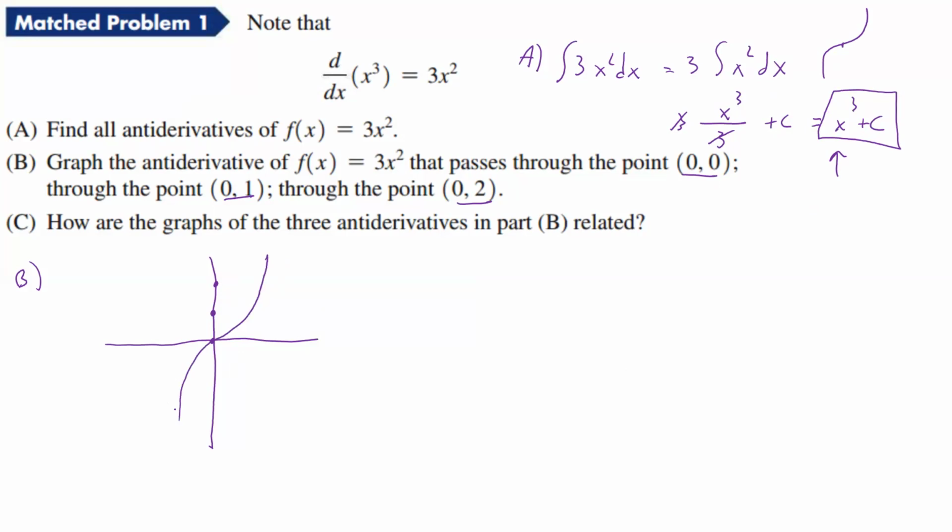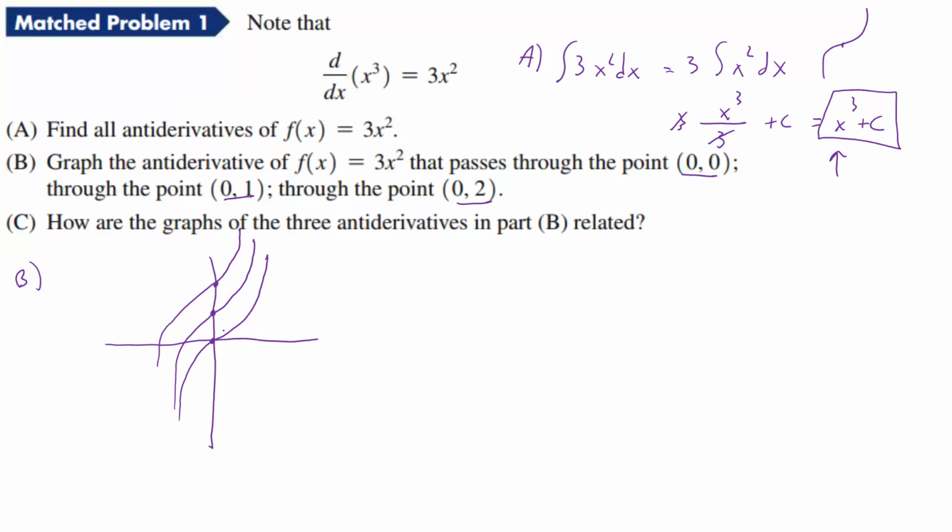The next one's going to be something like that, and the next one's going to be something like that. Again, it's supposed to look all the same, but my graphing techniques aren't very good for drawings. So that's what they look like in general. We are going through the points 0, 0, 0, 1, and 0, 2.